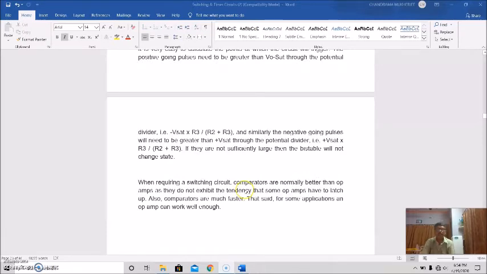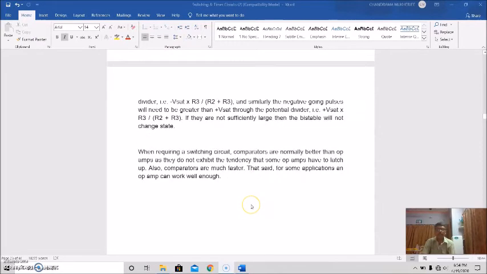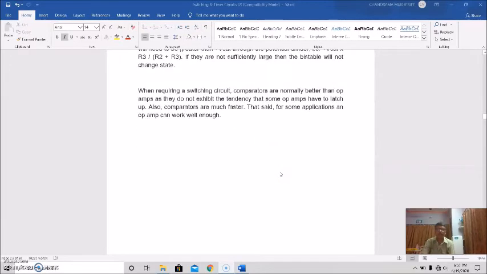So if they are not sufficiently large, then the bistable will not change state. When requiring a switching circuit, comparators are normally better than op-amps, as they do not exhibit the tendency that some op-amps have to latch up. Also, comparators are much faster. So we have used the Schmitt comparators. For some applications, an op-amp can work well enough.